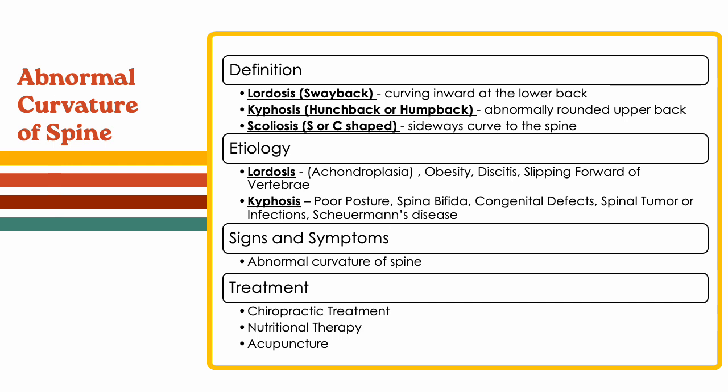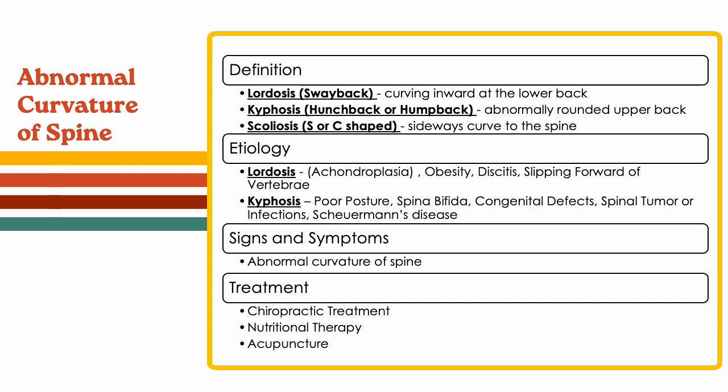As far as the etiology, when we talk about lordosis, it could be discitis, or you have the slipping forward of your vertebrae, you have obesity, and it can even be genetic. You see the word achondroplasia here, which is a genetic disease, and this is where the growth factor for your fibroblasts is slowed down, which means that your growth plate and your cartilage will slow down. So that condition in itself is called achondroplasia.